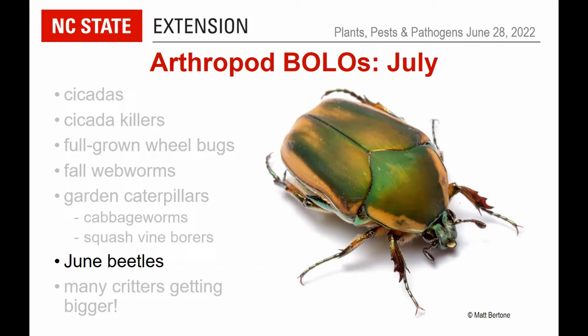So ripening fruit on trees and bushes like blackberries, peaches, other soft fruit, they can actually bore in, stick their head in and feed on that fruit. And so sometimes they're also called fig beetles, because figs are also a very soft fruit sometimes.